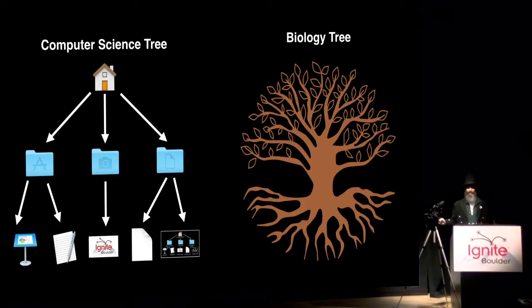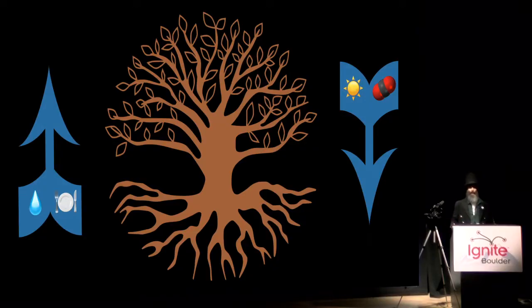Now, when a biologist draws a tree, they don't start with the root at the top and the leaves at the bottom. They draw a tree with the root at the bottom and the leaves at the top. And they have more than just one root. There's a whole bunch of roots holding the tree, keeping it from falling over. The purpose of a root in a biology tree is to suck water and nutrients from the soil and distribute it throughout the tree where those resources are needed.